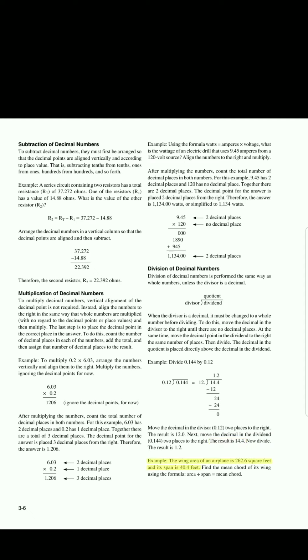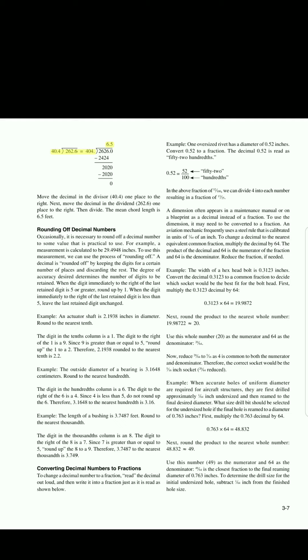Example. The wing area of an airplane is 262.6 square feet, and its span is 40.4 feet. Find the mean chord of its wing using the formula, area divided by span equals mean chord. Figure 3-6. 262.6 divided by 40.4 equals 6.5.